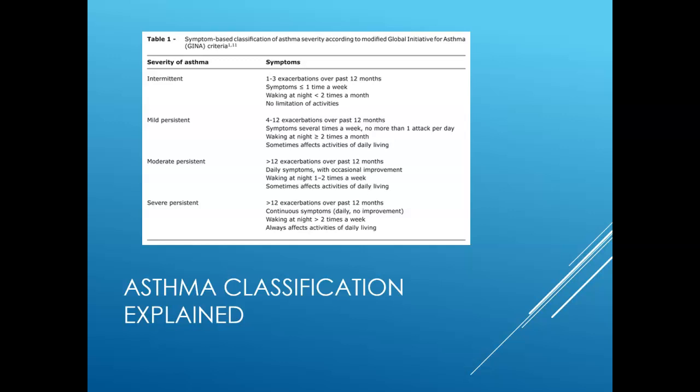They have daily symptoms with occasional improvement. They're waking at night 1 to 2 times a week, and it sometimes affects activities of daily living. Severe persistent is greater than 12 exacerbations over the past 12 months, continuous symptoms, daily or no improvement, waking at night greater than 2 times a week, and it always affects activities of daily living.